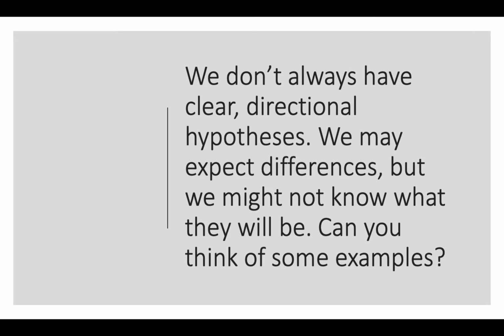Now, we don't always have clear directional hypotheses. We may expect differences, but we might not know what they will be. Can you think of some examples of this? One example that I like to think of is basically anything dealing with a drug treatment. So for example, if you're testing a new drug or levels of a new drug on participants, you may expect differences between the two groups or between the levels of the drug, but you don't know how those differences will exist, how will they actually manifest in your data.